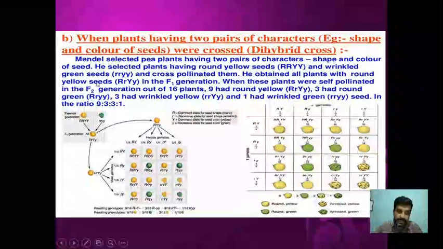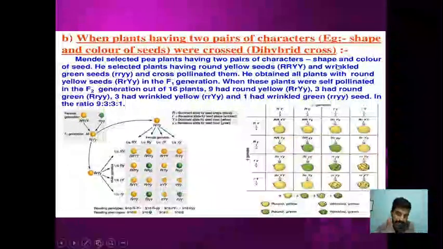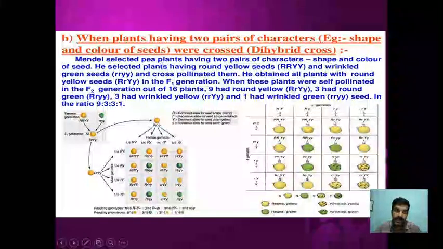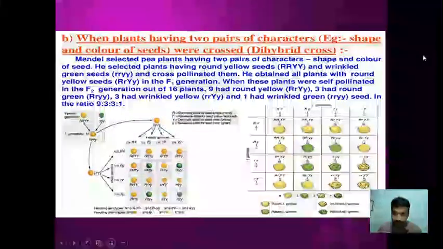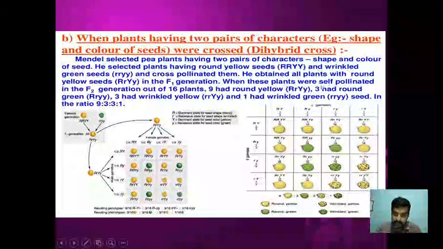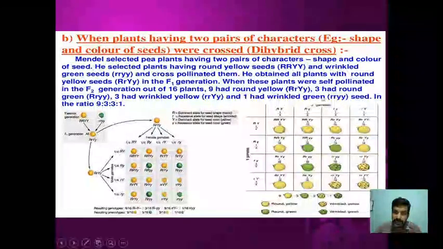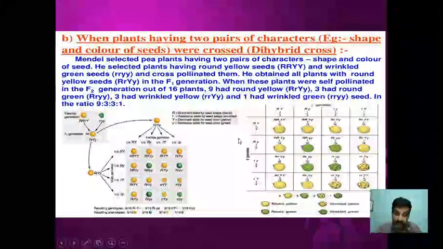Okay. So here Mendel selected pea plants having two pairs of characters. What he selected is the shape and color of the seed. Shape of the seed has two traits, round and wrinkled, and color of the seeds will be yellow and green. Okay. When he crossed these plants, what was the result he got?